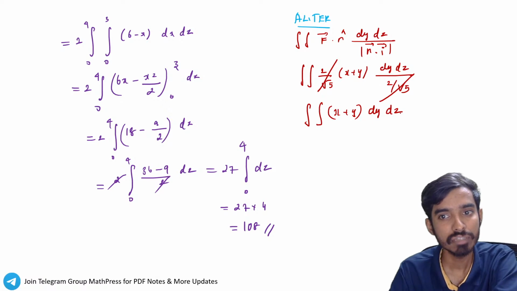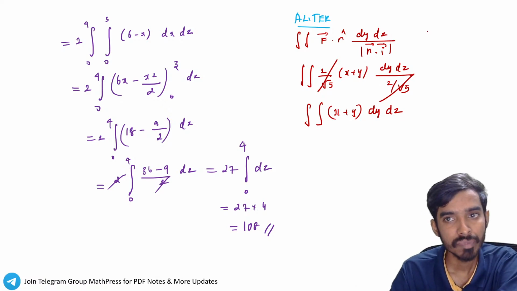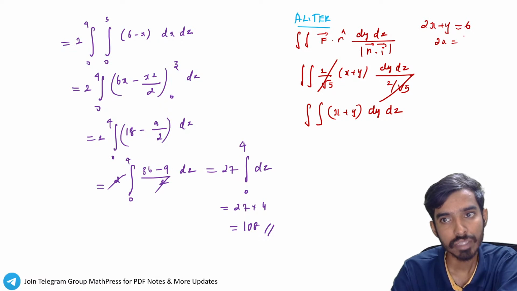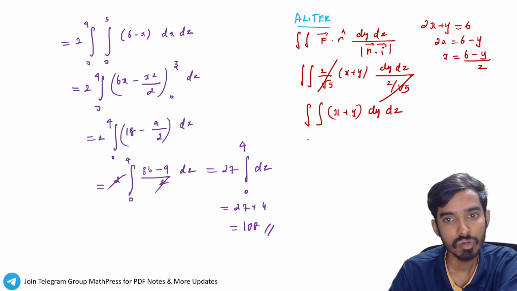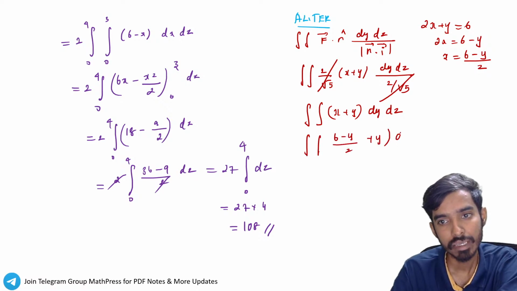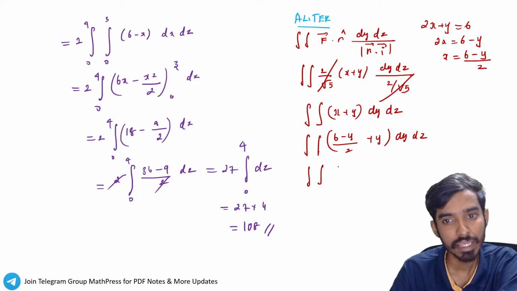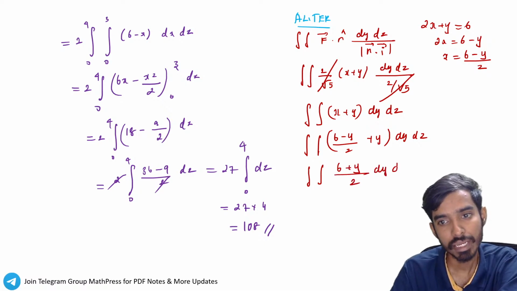So everything should be in terms of y and z. That means we need to convert x in terms of y and z. We have 2x plus y is equal to 6, so 2x is equal to 6 minus y, so x is equal to (6 minus y) by 2. So this will be the double integral of ((6 minus y) by 2 plus y) dy dz. Cross multiplying, 2y minus y is y, so it will be (6 plus y) by 2 dy dz.